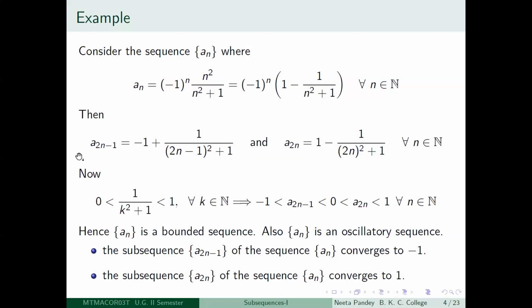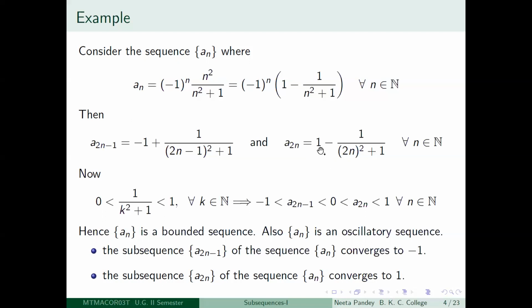Notice that all the odd terms look like this. If you focus on the odd terms of the sequence, they are all numbers greater than -1. And if you look at the limit as n tends to infinity here, it will be equal to -1. So the subsequence consisting of all odd terms of the original sequence converges to -1. Similarly, if you look at the even terms of the sequence, they look like this.